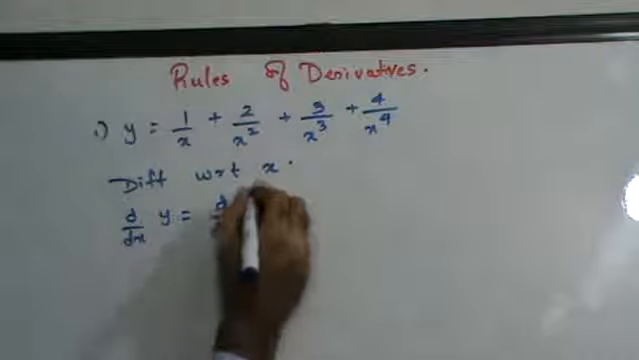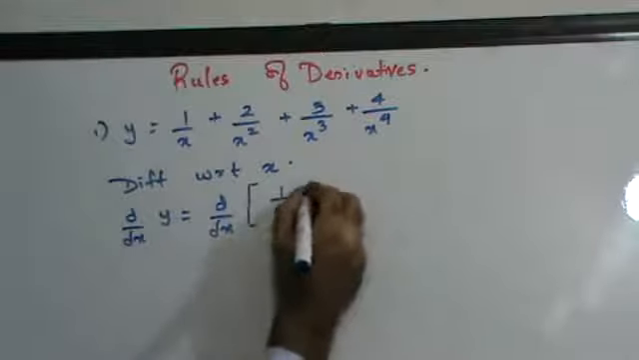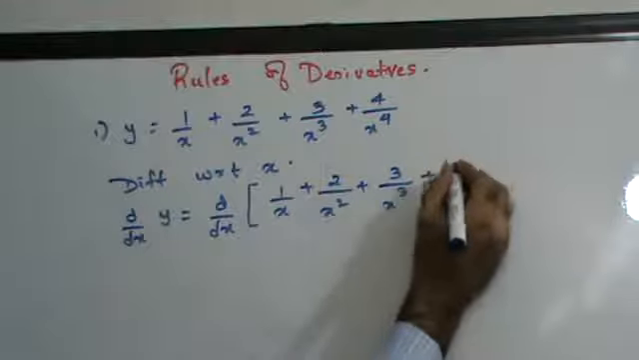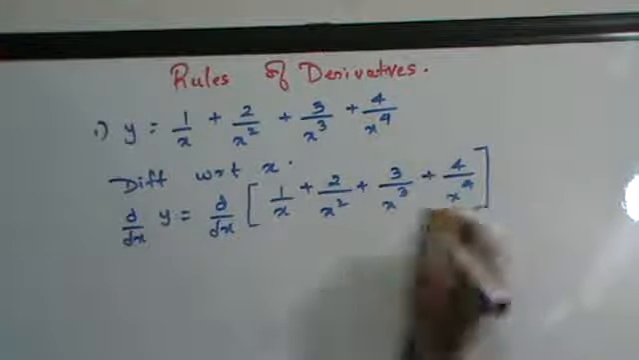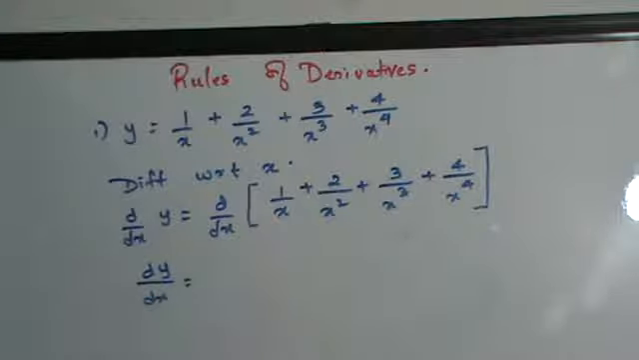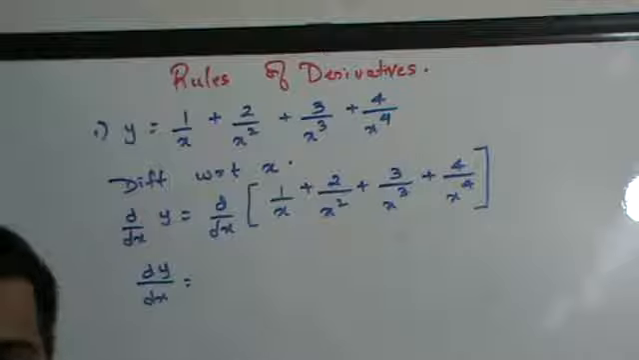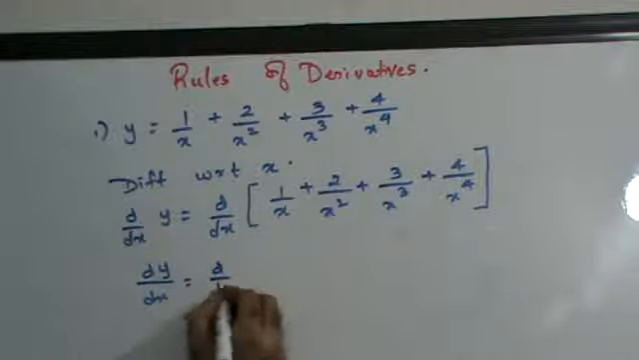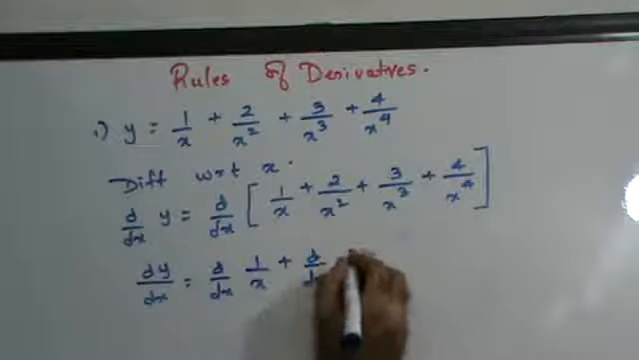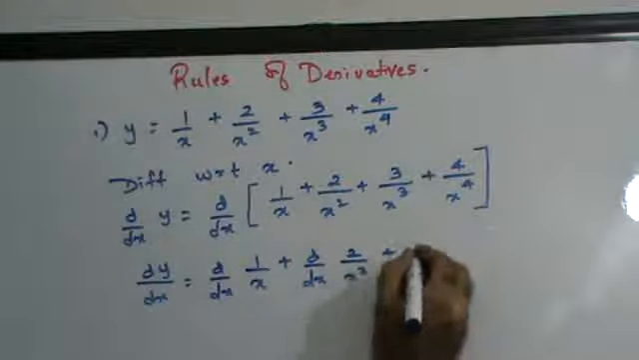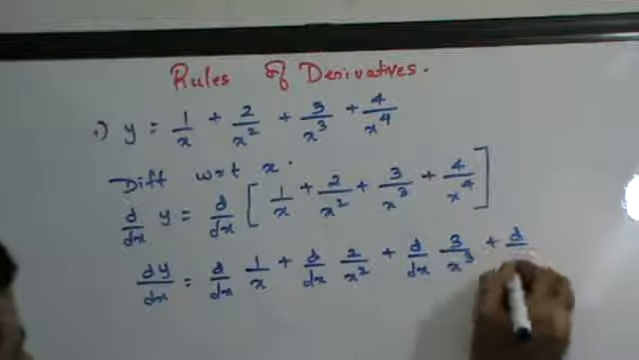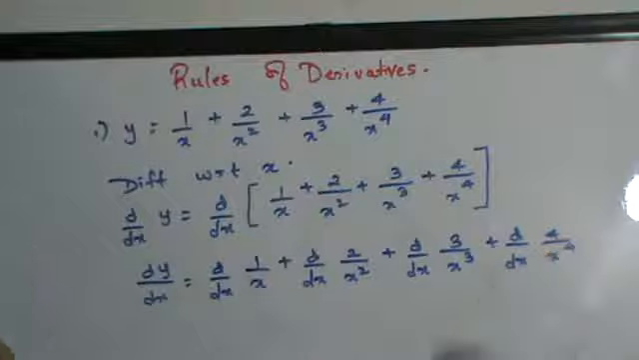So d by dx of y is d by dx of 1 upon x plus 2 upon x square plus 3 upon x cube plus 4 upon x raised to 4. Right? So you will get dy by dx is, open the bracket. When I open the bracket, d by dx gets multiplied with every term. So you will have d by dx of 1 upon x plus d by dx of 2 upon x square plus d by dx of 3 upon x cube plus d by dx of 4 upon x raised to 4.